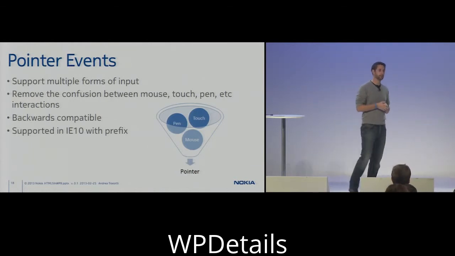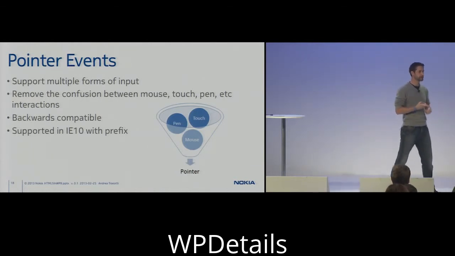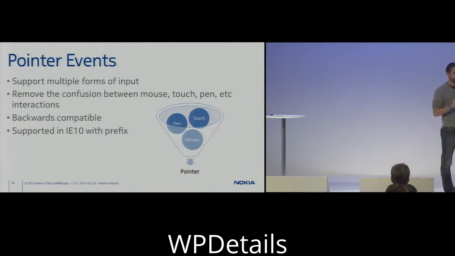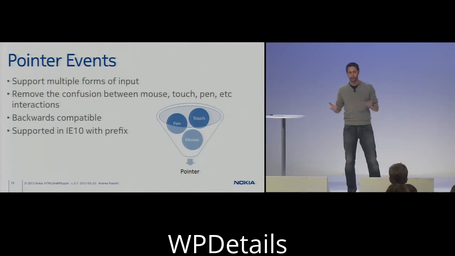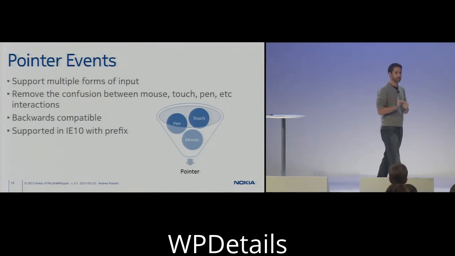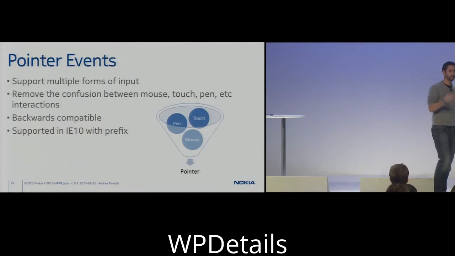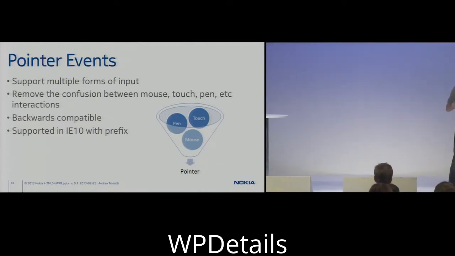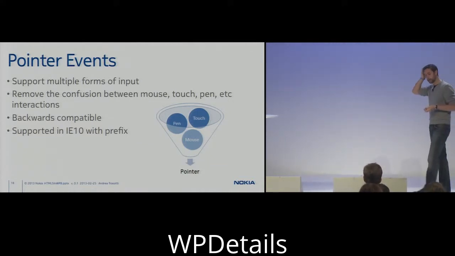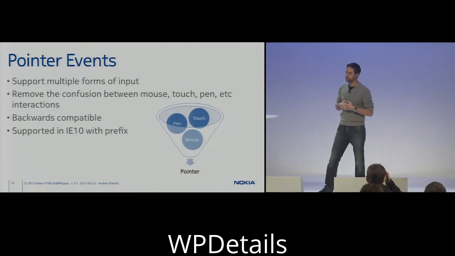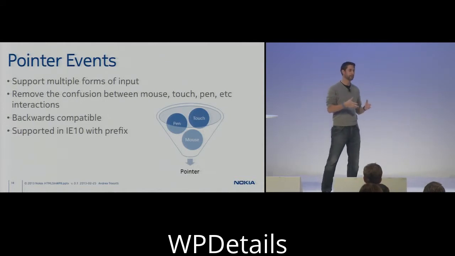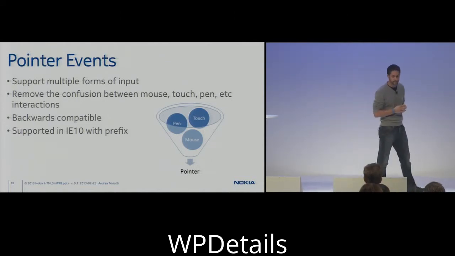The reality of modern devices is that actually we have touch, we have mouse, we have pen, we could have other forms of input. And the current structure of these events doesn't work very well. Every web page has to take into account if it's a mouse event, if it's a touch event. The hover is not supported across all forms of input. Pointer events try to actually bring cohesion and consolidation to these events.